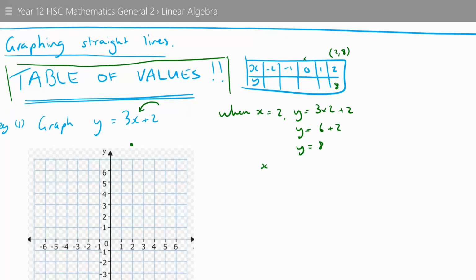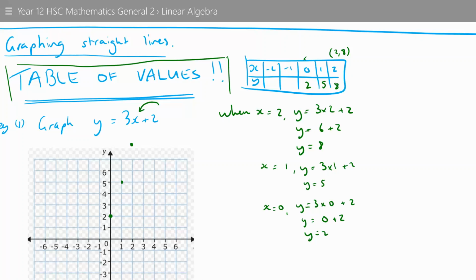So that is the coordinate point 2, 8. What about when x equals 1? So that is this second one. When x equals 1, y equals 3 times 1 plus 2. y equals 3 times 1 is 3, plus 2 is 5. So that is the coordinate point 1, 5. So come across to the coordinate plane. We go across 1 to the right in the positive direction and up again to 5, right there. Let's have a look at 0. When x equals 0, y equals 3 times 0 plus 2. Well, anything times 0 is 0. 0 plus 2 is 2. So 0, 2.